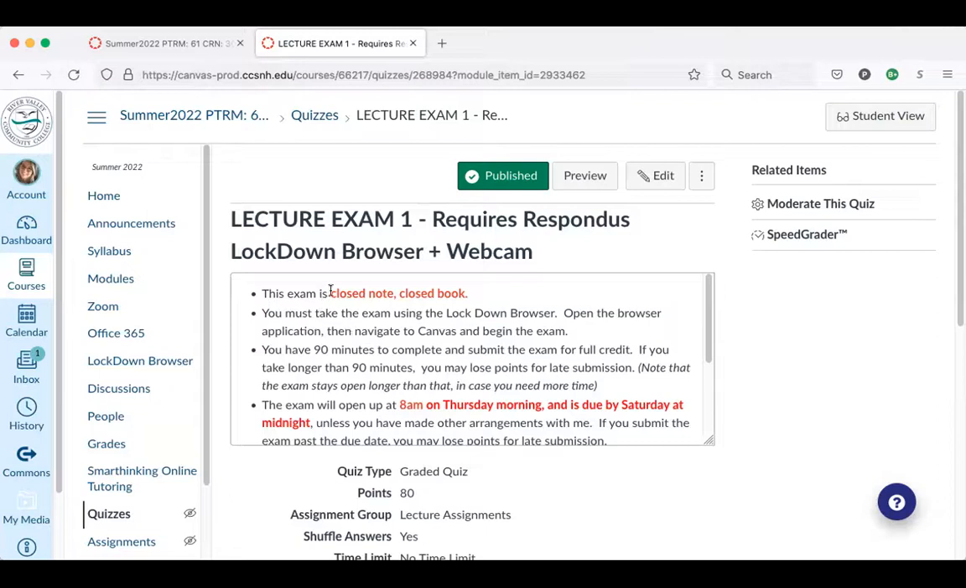Remember, exams are closed note, closed book. You're going to have 90 minutes to complete it once you begin. Now, what if you need more than 90 minutes? You'll be able to go past 90 minutes if you need it. It's just that you might lose points. That's at my discretion, by the way. So if a person goes over the 90 minutes by, let's say, 3 or 4 minutes, I'm not going to take any extra points off. But if you take 2 hours or maybe 2.5 hours to complete the exam, you're going to lose some points for that. That tells me that you weren't prepared for the exam.